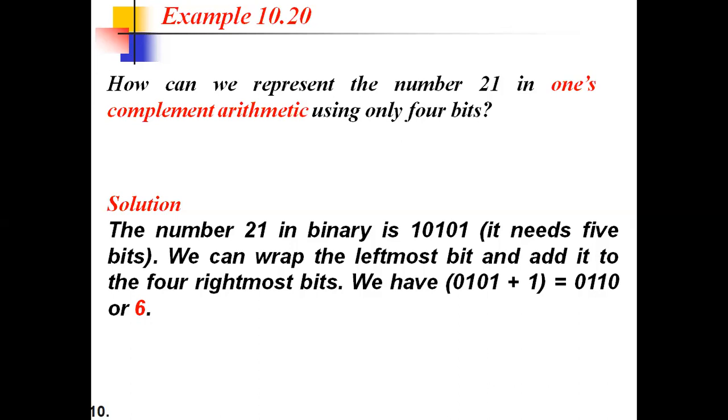One zero one zero one. Yes, it is 10101. Yes, correct. But the question is using only 4 bits. Here, how many bits are you getting? 5 bits. Then how do you convert this 5 bit into 4 bit?